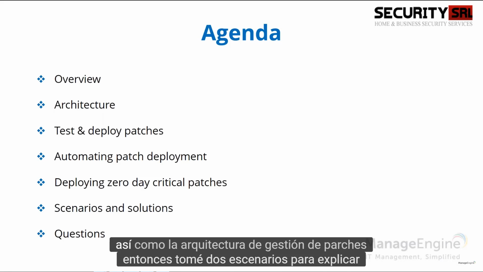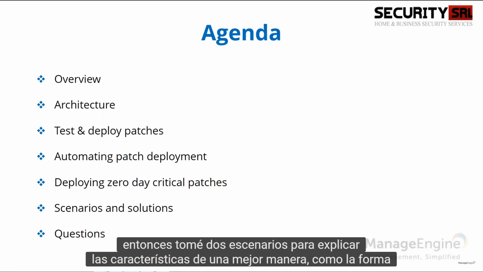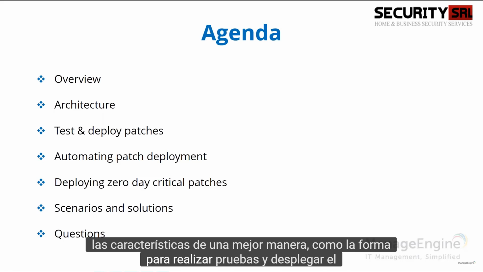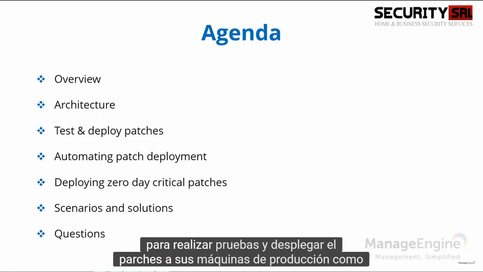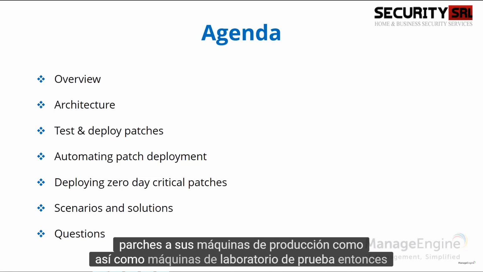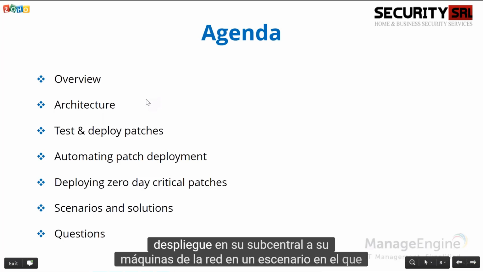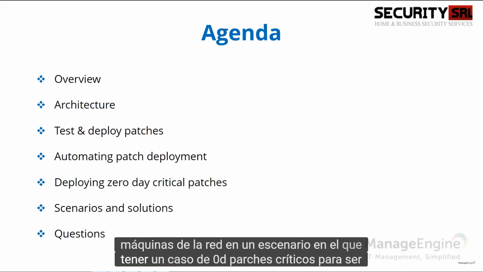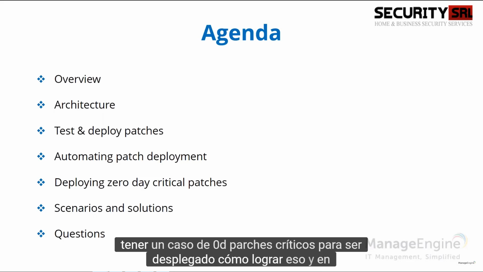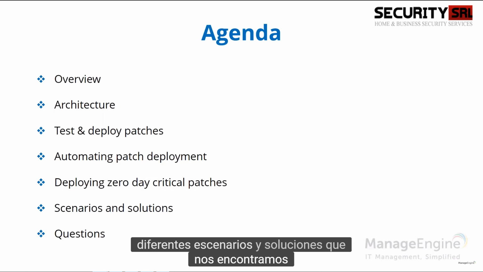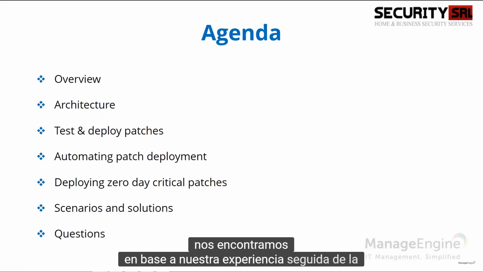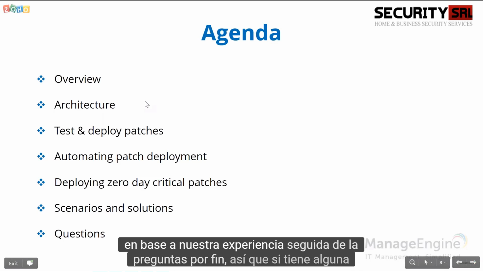Then I've taken a few scenarios to explain the features in a better way, like how to perform tests and deploying the patches to your production machines as well as test lab machines. Then completely automating the patch deployment on Desktop Central to your network machines. And a scenario where you have a case of 0-day critical patches to be deployed, how to achieve that. And then different scenarios and solutions which we came across based on our experience, followed by the questions at last.